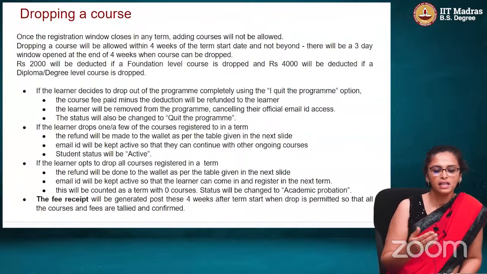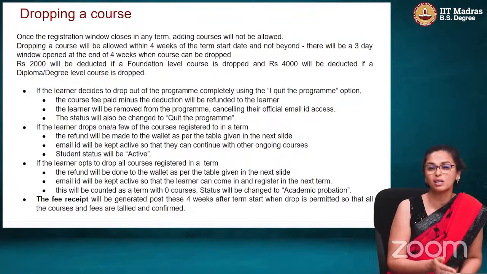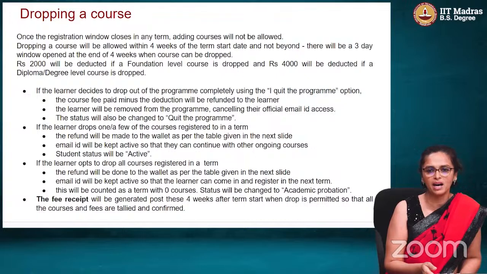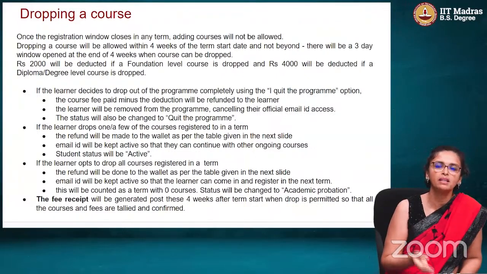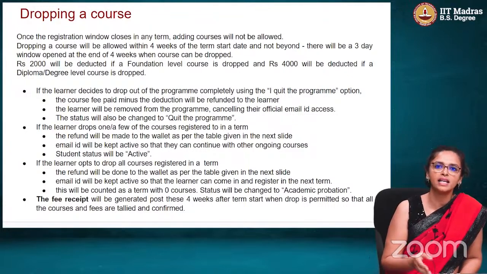And third, if the learner opts to drop all courses in a term, so I registered for 3 courses, I am dropping all 3 courses that particular term. Refund will be done to the wallet as per the table given. Email ID will be kept active so that the learner can come in and register the next term. And this term will be counted as a term with 0 courses. So it will be counted almost equivalent to doing an RKA, though you registered but you have dropped it. So this will be counted as an equivalent term of RKA and the status will be changed to academic probation.